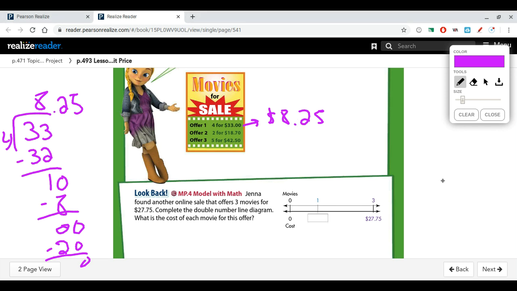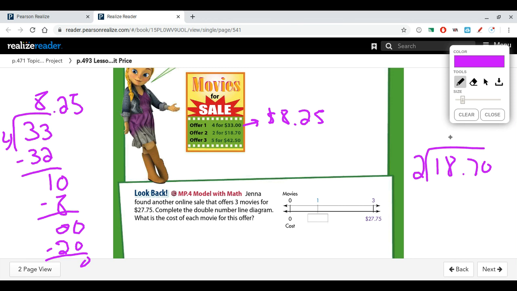So we just need to find the other two prices to see if that's going to be a good comparison. So I'm going to do the same thing for the 2 for $18.70. So I'm going to divide 2 into $18.70. So I'm always going to be dividing the number of items into the price, and that will give me the cost per item, or the price per item.